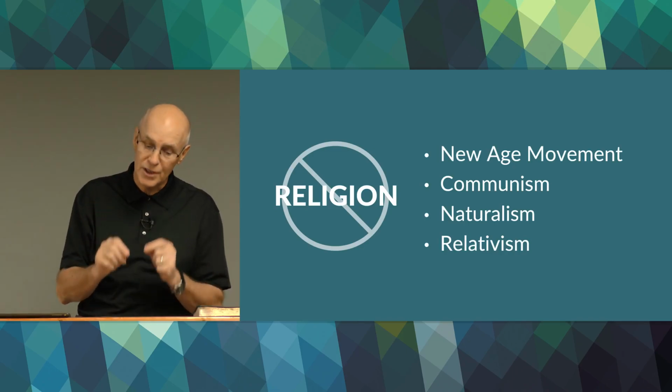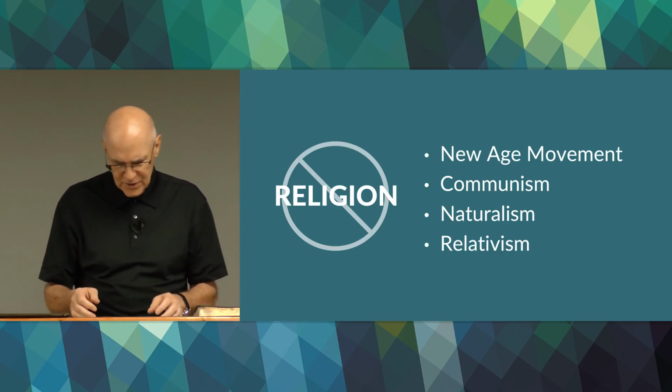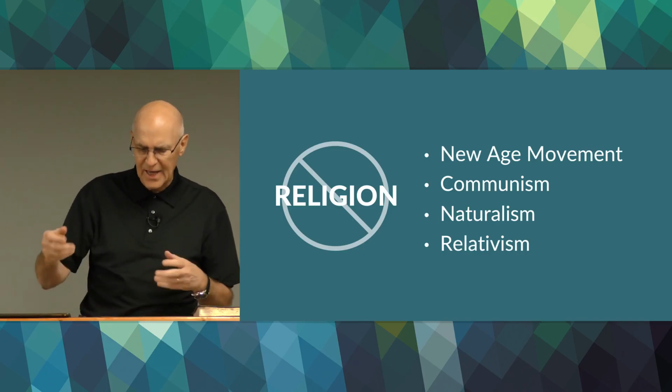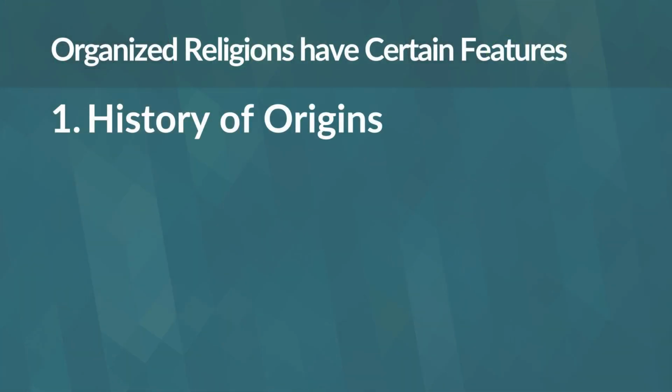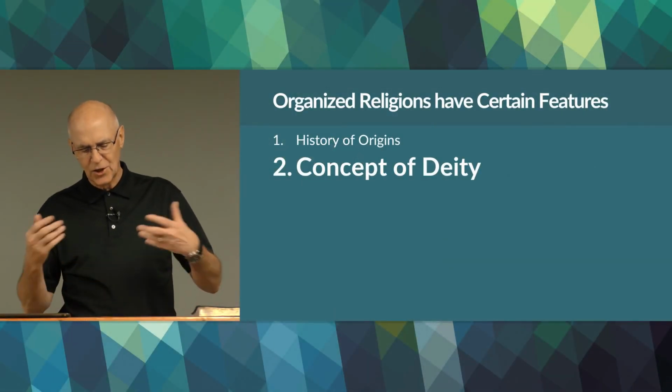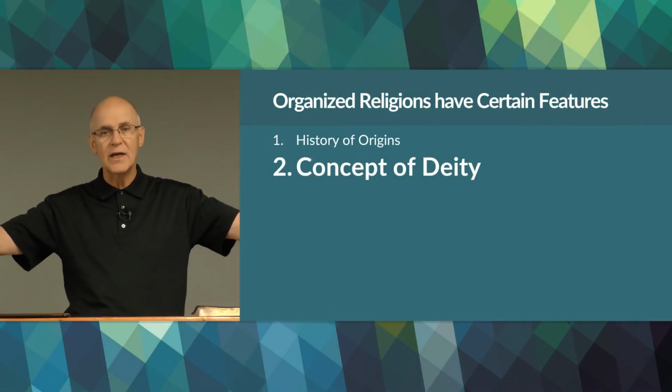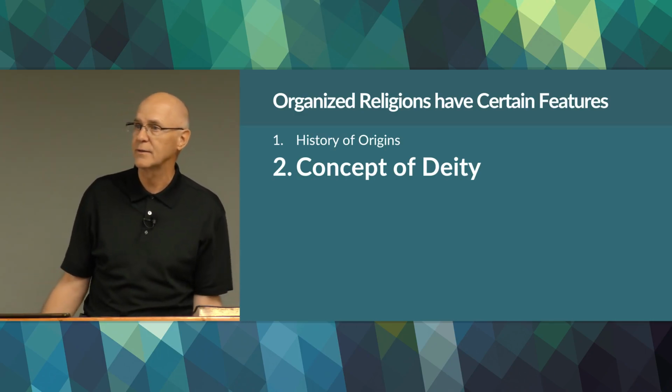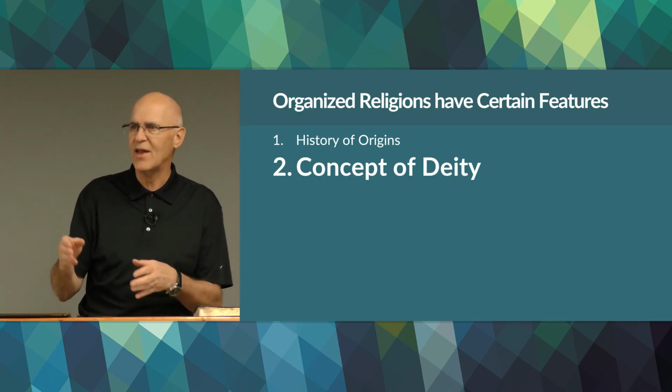We're studying religions. Now, in order for something to be a religion, it has to have certain features. For example, it has to have a history or an origin story. All religions can trace their origins to a place or to a person. It has to also have a concept of deity. The main feature of religion is that it acknowledges the existence of a higher being or a higher power or God. All religions have that feature.